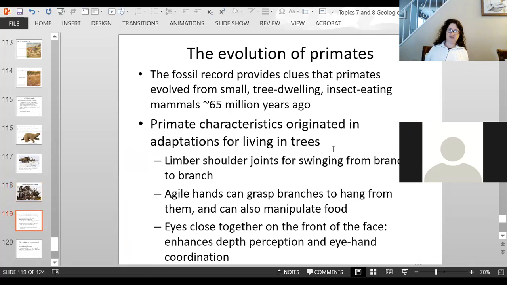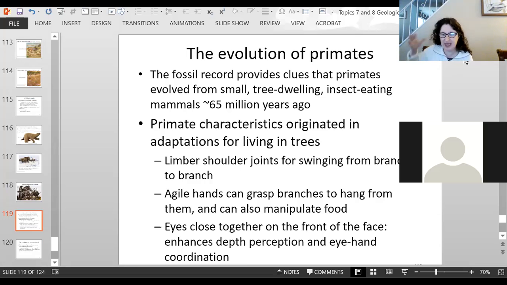Then we have primates. So the fossil record provides clues that primates evolved from small tree-dwelling, insect-eating mammals about 65 million years ago. Primate characteristics originated in the adaptations for living in trees. So you have limber shoulder joints for swinging from branch to branch. So a lot of little kids like to play on the monkey bars at a park. That's because we are able to do that because we have limber shoulder joints that go in circles.